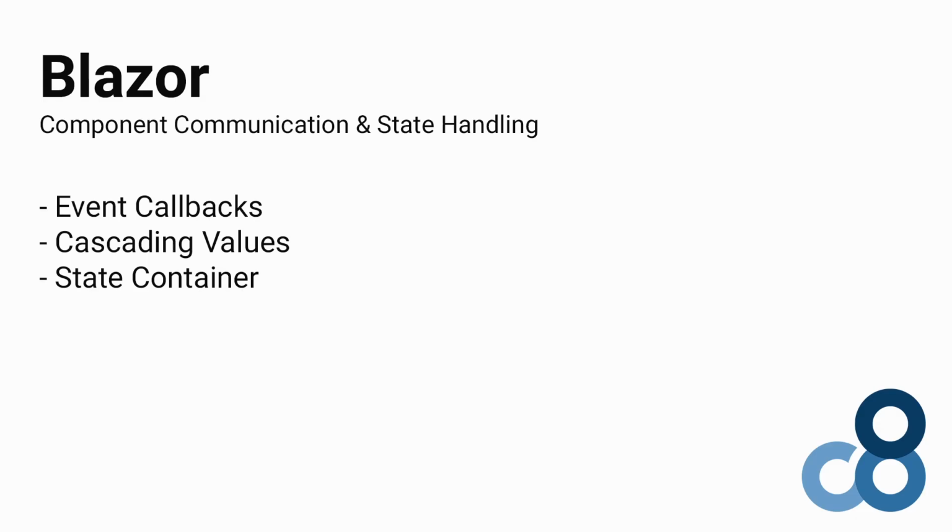In this video, we learned about event callbacks, cascading values, and how to implement a shared service as a state container. All three options allow Blazor components to communicate with each other differently. As always, use the option that fits your problem best, and do not try to use the same thing for every situation.